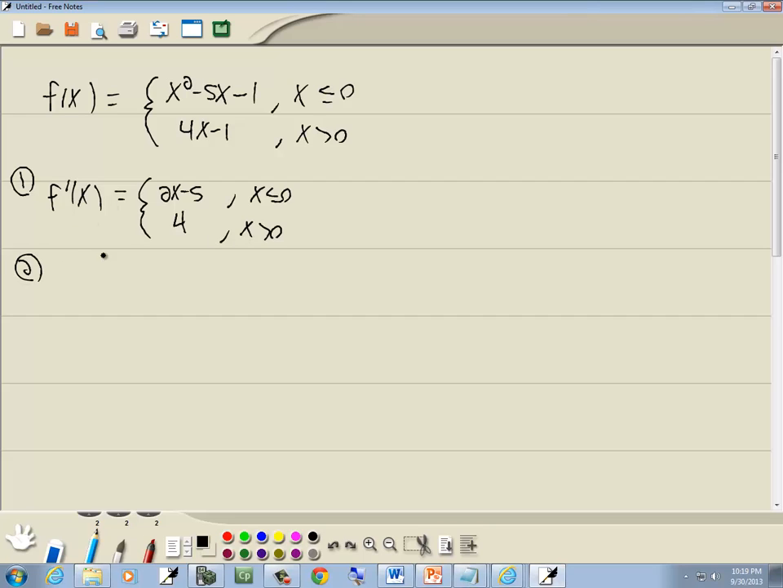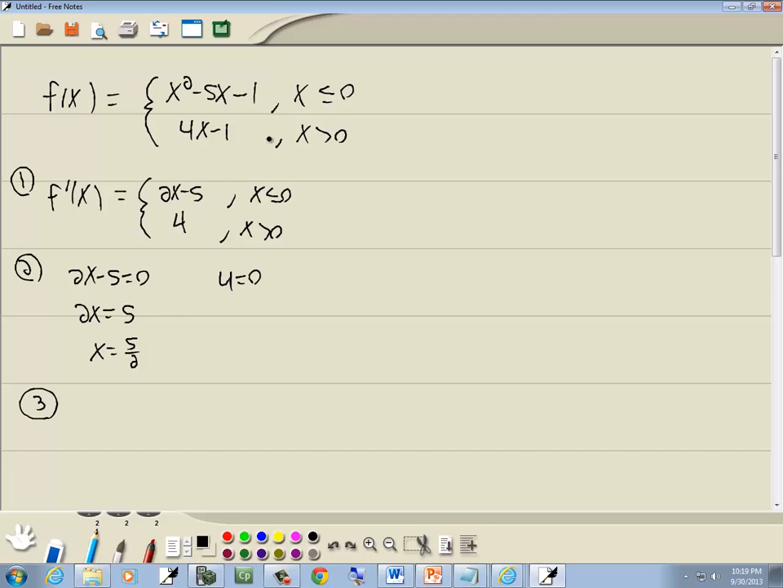Now step 2, we're going to set each one of these equal to 0 and solve them. So I got 2x minus 5 is equal to 0. And we got 4 is equal to 0. Now 4 is equal to 0 doesn't go anywhere, but this one, take negative 5 over, gives us positive 5, divide both sides by 2, and we get 5/2. So that's going to be our critical value.